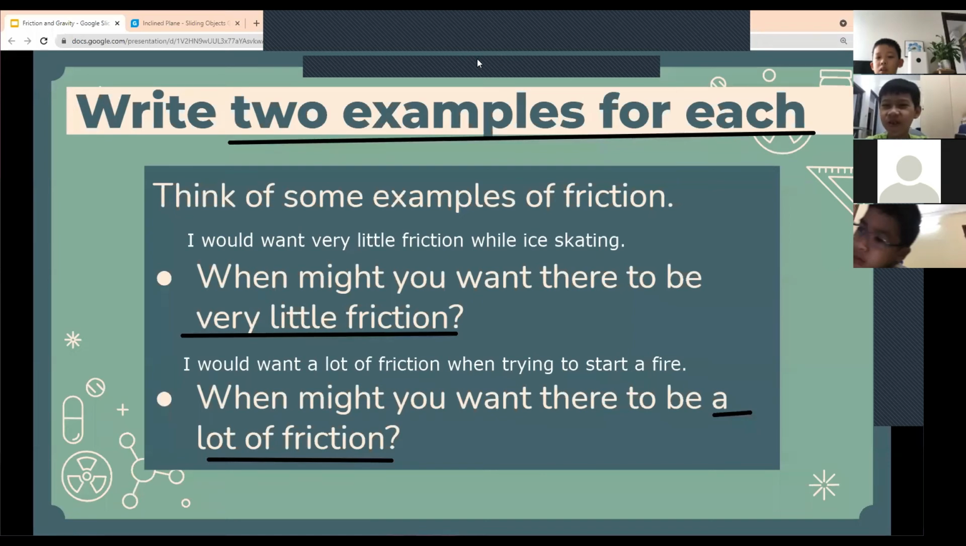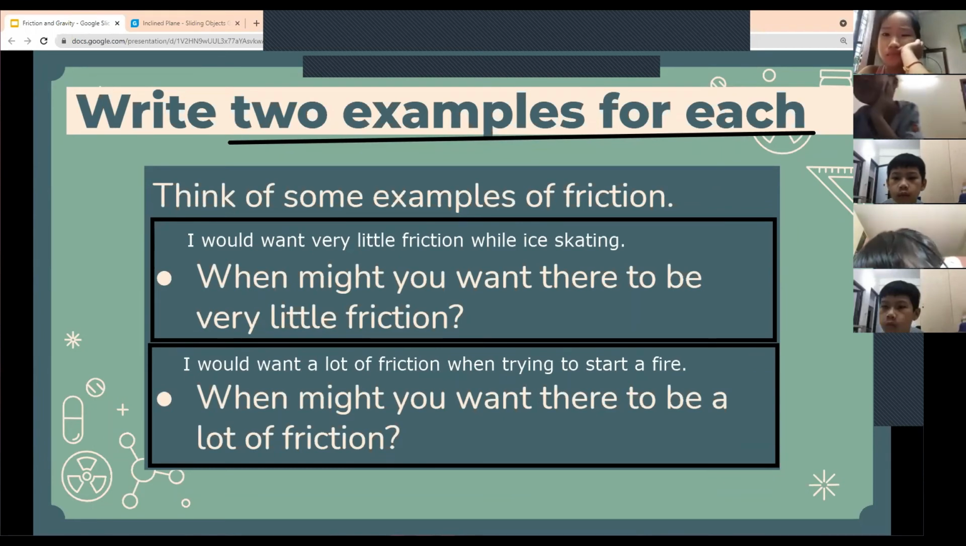Okay, guys, I'll give you 2 or 3 minutes to write your examples, and then we can go over them. It is time to share some of your answers. I'm going to get 3 examples for each, okay? That's what we're going to aim for.